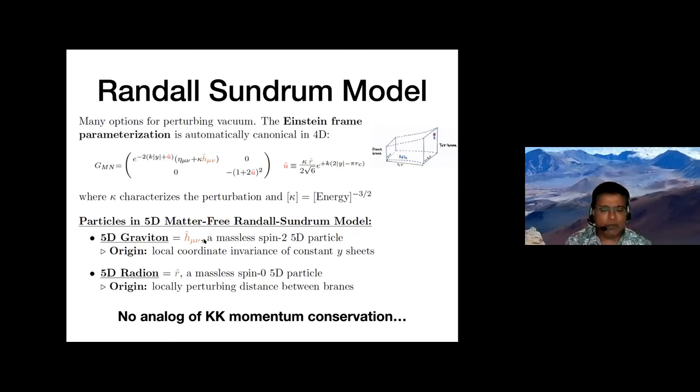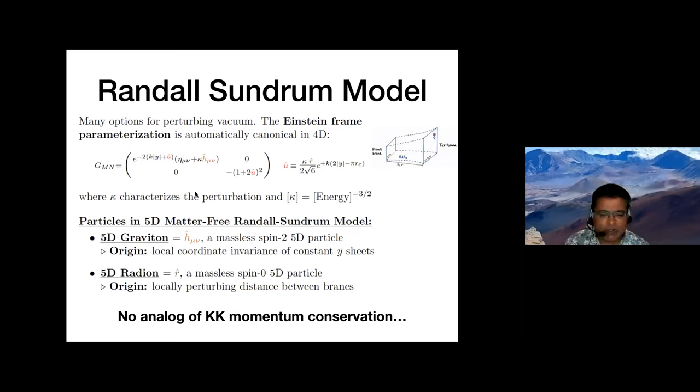So again, we expect the same sort of thing. We're going to get a massless spin 2 particle and a set of massive spin 2 KK states, and we're getting a massless radion. This really is the radion then. But there's no analog of KK momentum conservation anymore. And we'll see that reflected in the fact that we'll have many more couplings between KK modes than we did in the case of a torus.